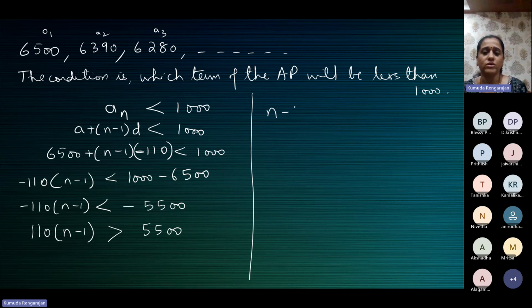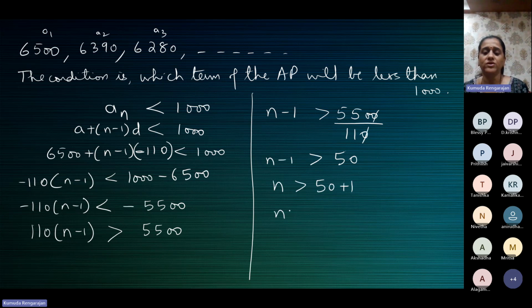Now N minus 1 is greater than 5,500 divided by 110. N minus 1 is greater than 50. N is greater than 50 plus 1. N is greater than 51. That means 52. 52 is not the only number which is greater than 51, but n greater than 51, so the immediate natural number is 52.